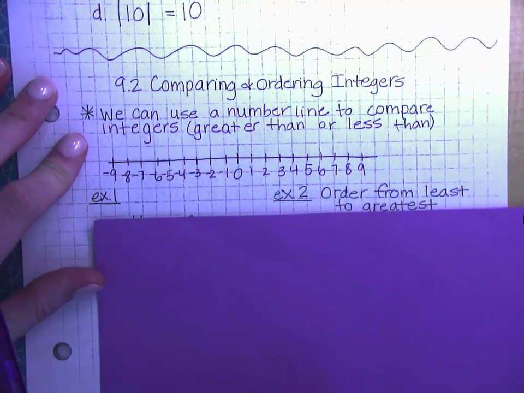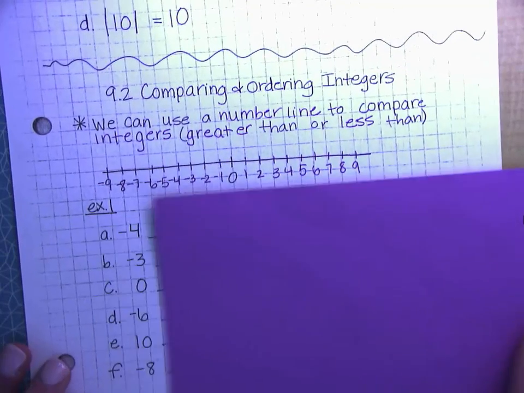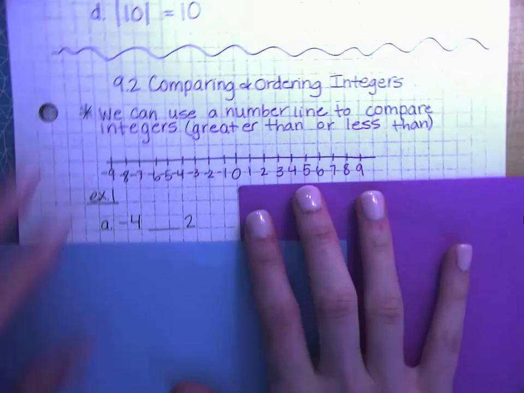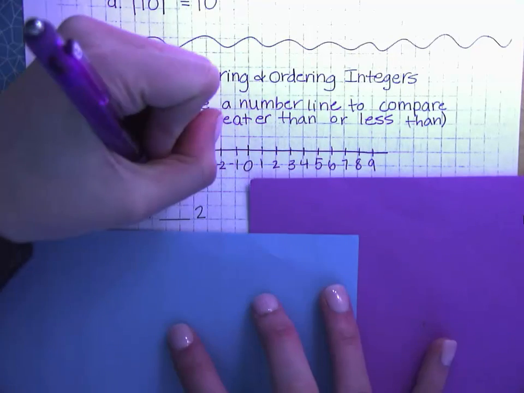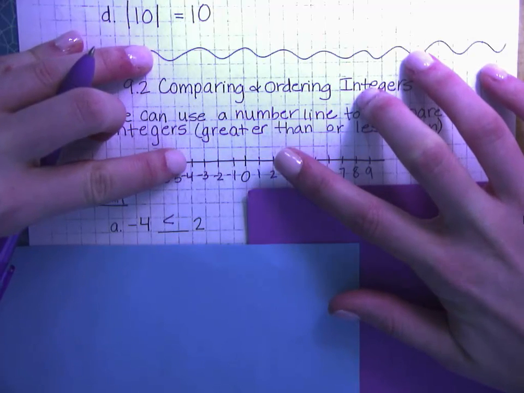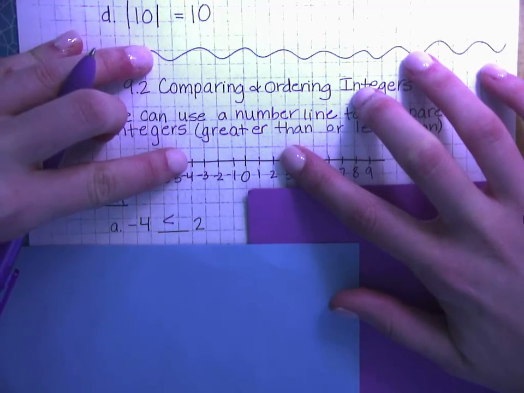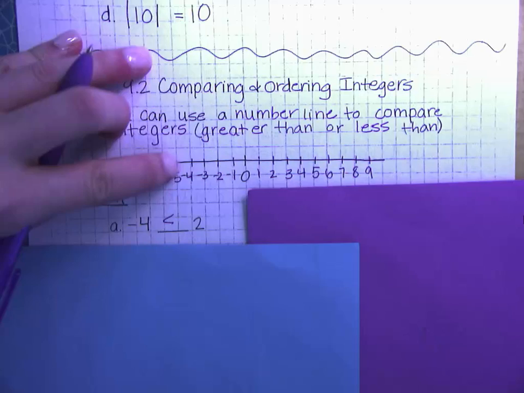So let's look at a few examples. We're going to compare our integers, deciding whether the first one is greater than or less than the second one. Okay? So A, we have -4 and 2. Is -4 greater than or less than 2? Less. And if you're not sure, you can find the two numbers on your number line, and whichever one is on the right is going to be bigger. So -4 is going to be less than 2.